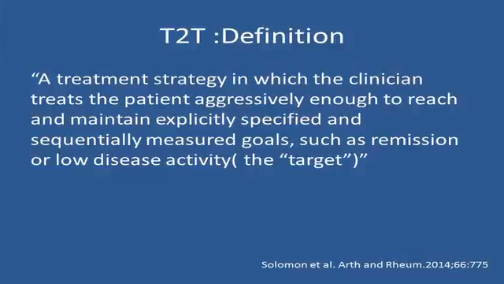And there was a nice editorial in Arthritis and Rheumatology Now last year by Dan Solomon and colleagues. And basically it's a treatment strategy in which the clinician treats the patient aggressively enough to reach and maintain explicitly specified and sequentially measured goals such as remission or low disease activity.